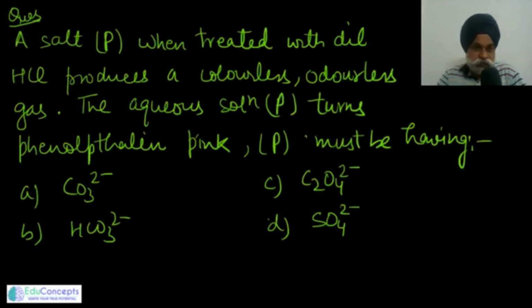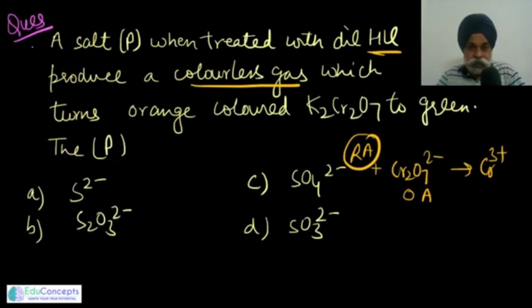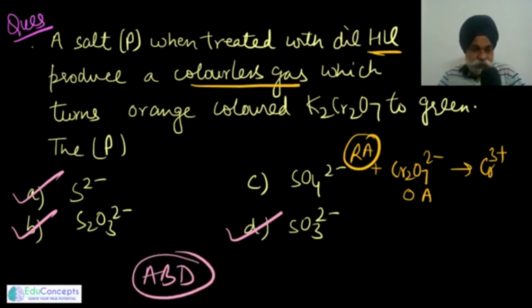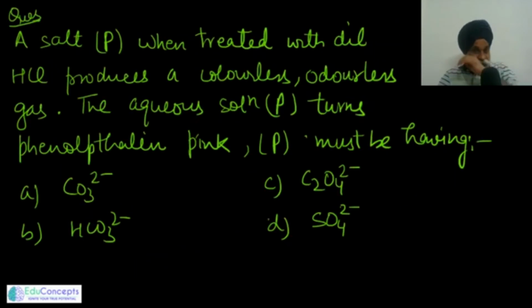So the answer to this question shall be either sulfide ion, thiosulfate ion or this. So it would be ABD. ABD should be the answer to this particular question. Moving on to the next question.